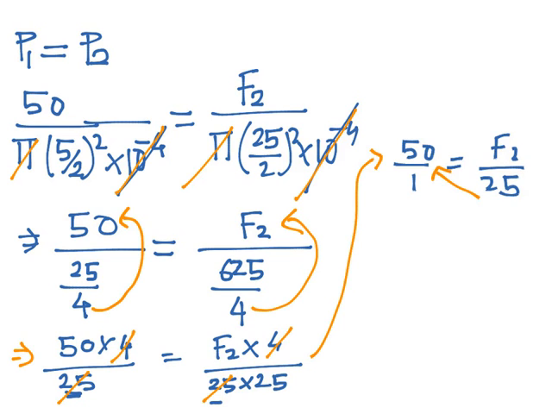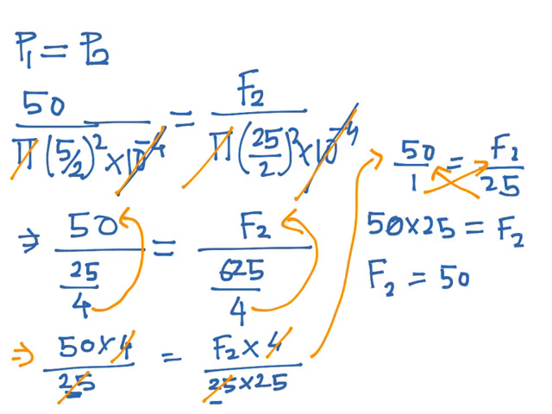25 goes out here and 1 goes out here, so we can put 50 multiplied by 25 is equal to F2. We can put F2 on the left hand side, just to make our life easy. 50 into 25, so you keep the 0 aside, because whatever you get multiplying 5 and 25, just put a 0 on the right hand side.